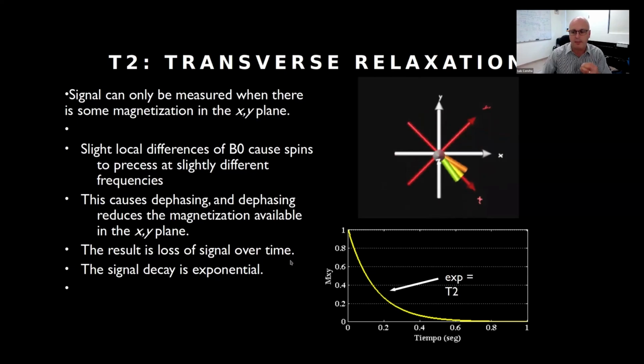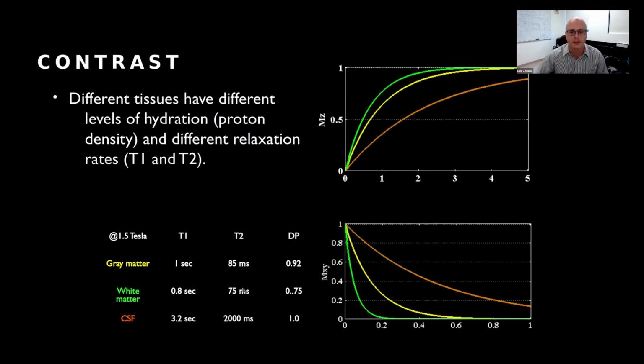And that is very interesting because, again, different tissues will have different rates of decay. So here we have three different tissues in the brain that are very important, and we're displaying their different relaxation rates in terms of T1, T2, and DP. Sorry, this is in Spanish. It should be PD, proton density. And that means essentially the level of hydration of tissue, with CSF being essentially water, and white matter being a little bit fattier, it has less water.